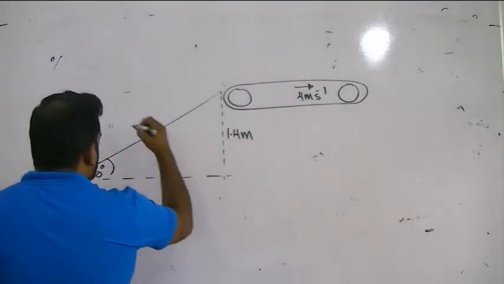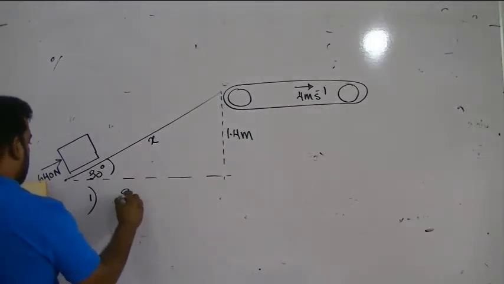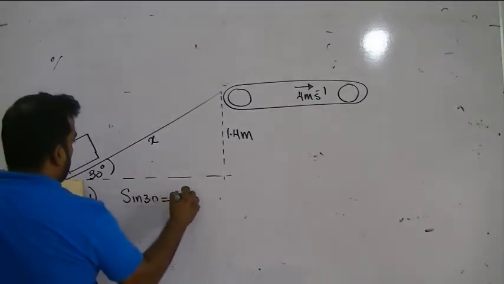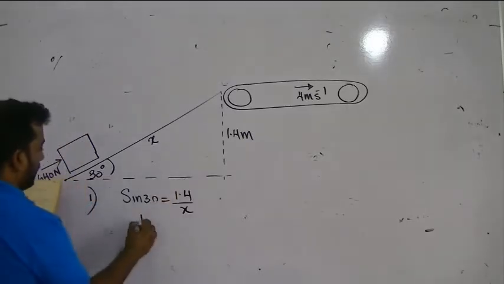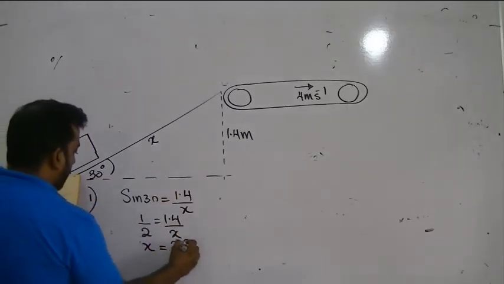So we need to find this distance. I'm sure we can find it. How? Sin 30 is equal to opposite over hypotenuse. Half equals 1.4 over x, x equals 2.8 meters.